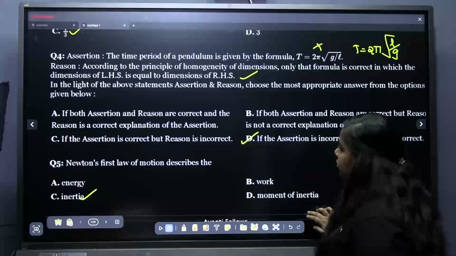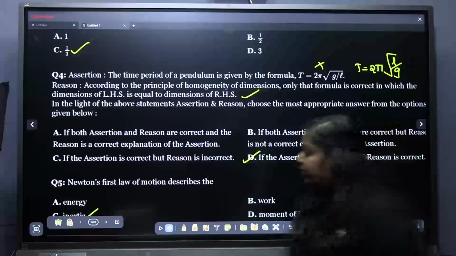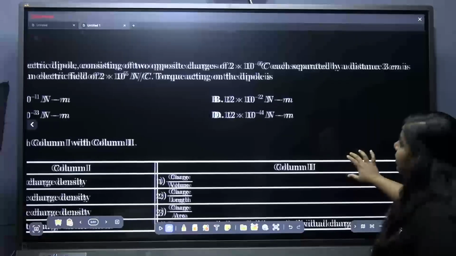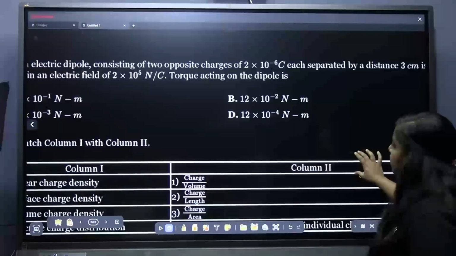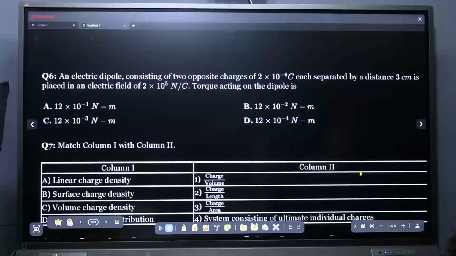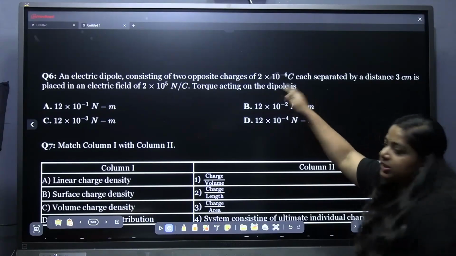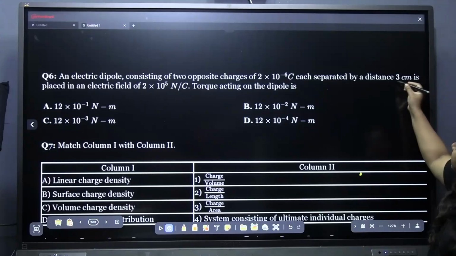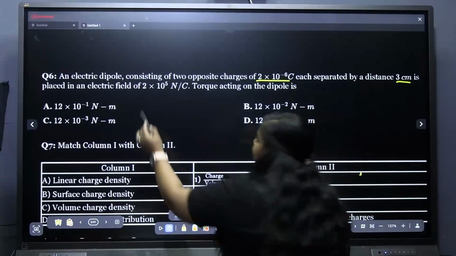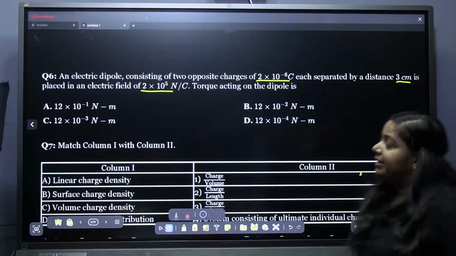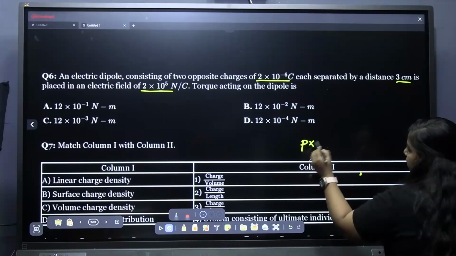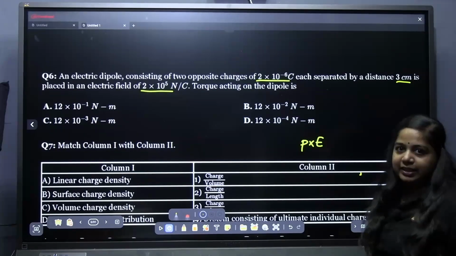So this is our first page, the first 5 questions we have solved. Let's go to the next question. Question number 6. An electric dipole consisting of two opposite charges, each separated by a distance of 3 centimeter, which is the distance of the dipole, is placed in an electric field. You have to find the torque. Torque is equal to P cross E, P E sin theta we can take.